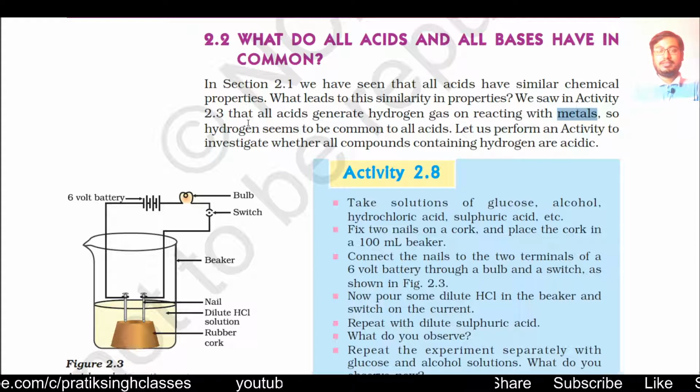We saw in activity 2.2 that all acids generate hydrogen gas on reacting with metals. There we have seen that when zinc granules react with dilute hydrochloric acid or dilute sulfuric acid, it gives out hydrogen. That means in every acid hydrogen is present. So hydrogen seems to be common to all acids.